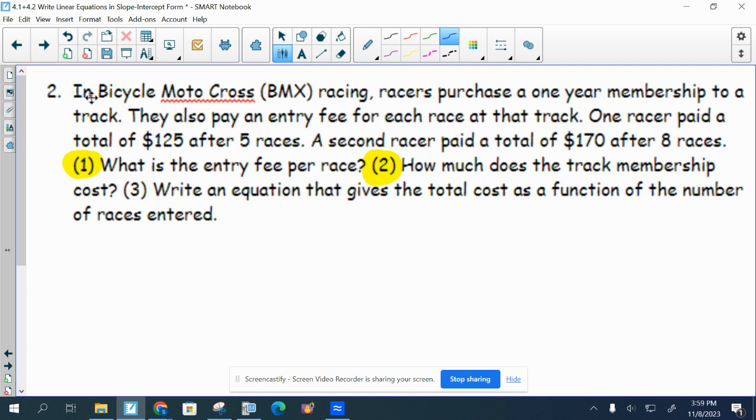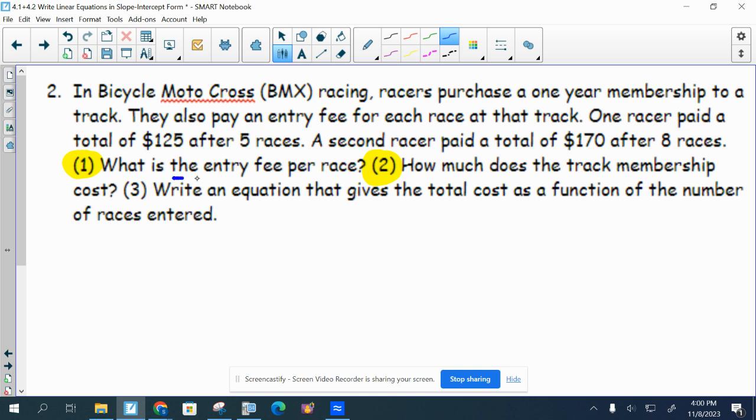For number 2, it says in bicycle motocross racing, BMX, racers purchase a 1-year membership to a track. They also pay an entry fee for each race at that track. One racer paid a total of $125 after 5 races. Second racer paid a total of $170 after 8 races. What is the entry fee per race? How much does the track membership cost? Write an equation that gives the total cost as a function of the number of races entered.